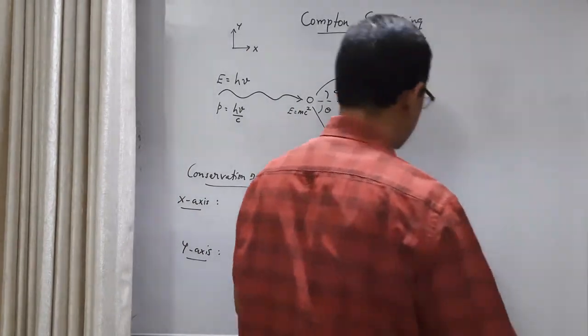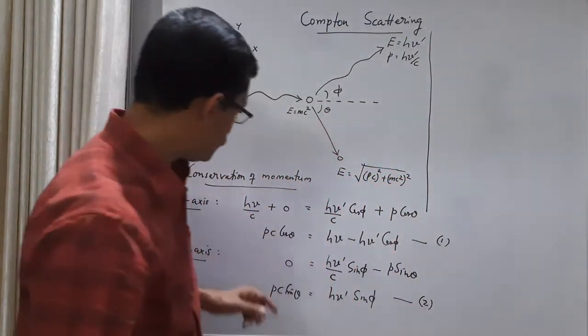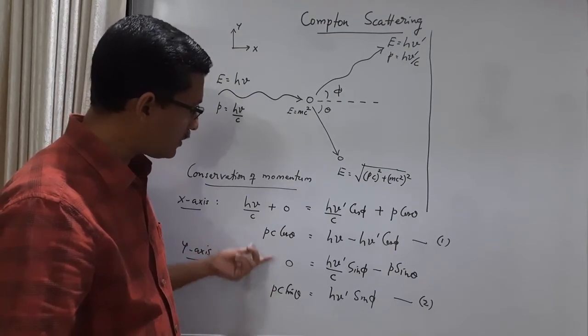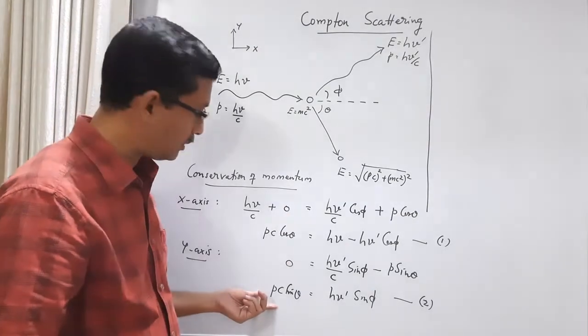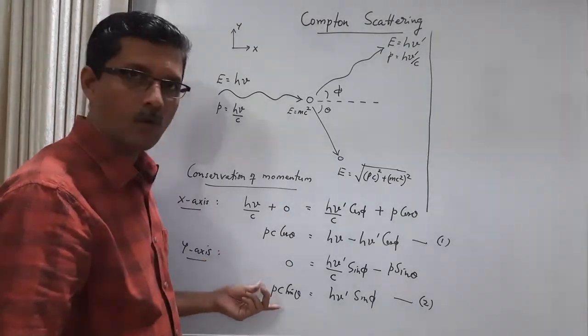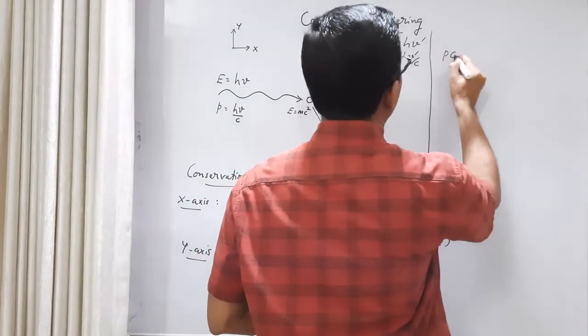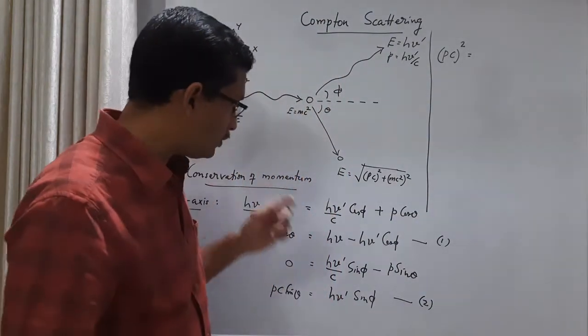So I will do this calculation here. Let us square this and add. So we know what you get on the left hand side is (pc)² cos²θ plus (pc)² sin²θ. (pc)² will be common, cos²θ plus sin²θ is 1. So the left hand side will be (pc)². What about the right hand side?